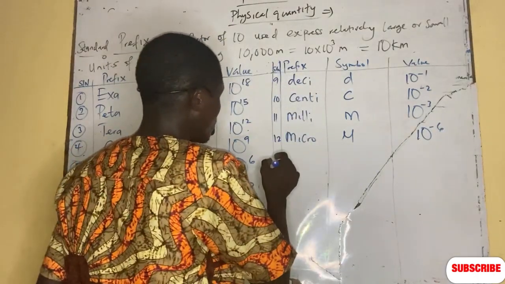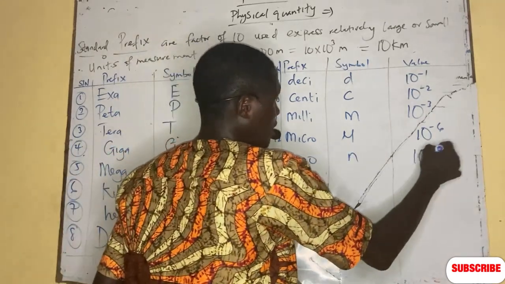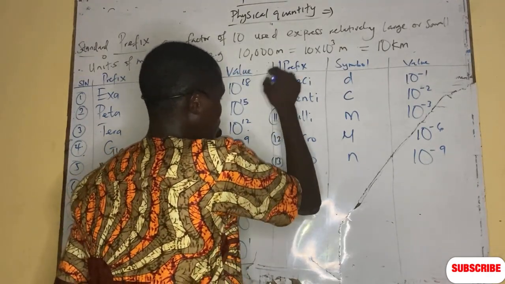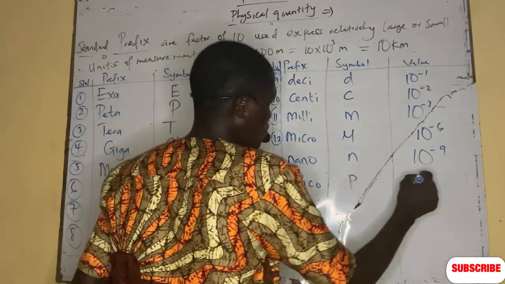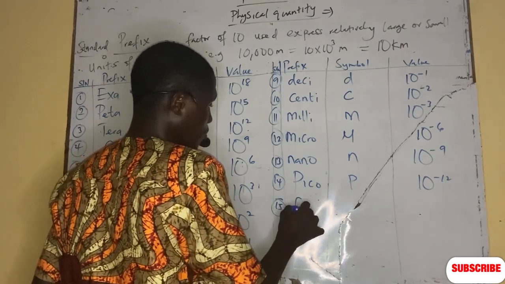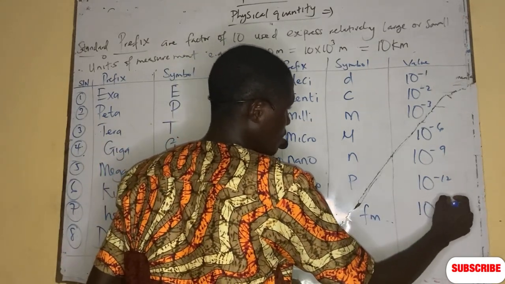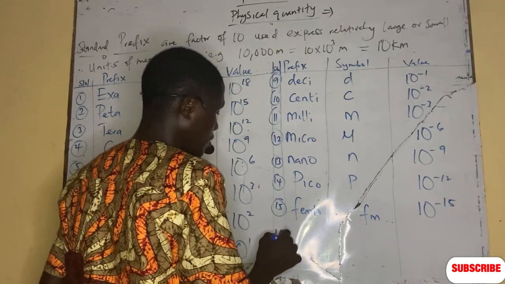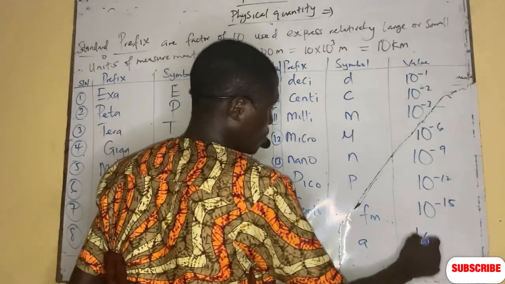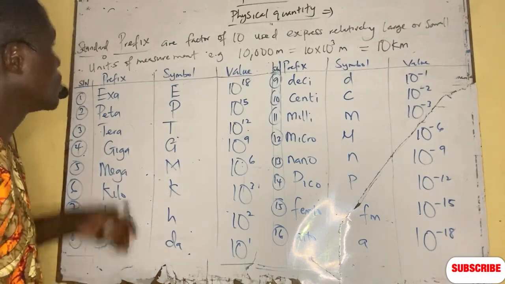Another one that we have is the nano, n, 10 raised to the power minus 9. The next one is the pico, p, 10 raised to the power minus 12. The next one is the femto, f, 10 raised to the power minus 15. And the last one is the atto, 10 raised to the power minus 18. These are very, very important.